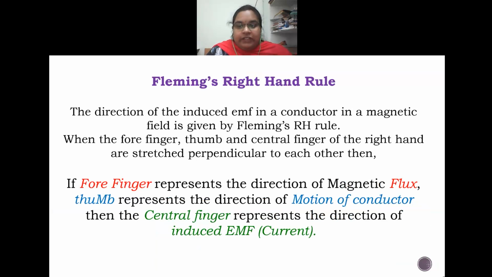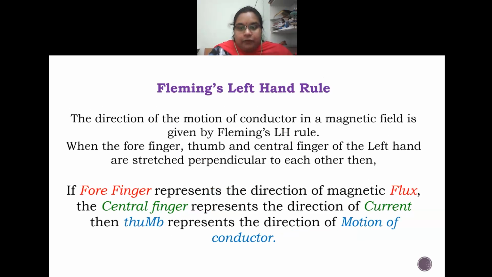And again we have Fleming's right-hand rule, which gives us the direction of the induced EMF or the current. We should say induced EMF, because EMF will be induced only if the circuit is closed, and then the current will be produced. So Fleming's right-hand rule gives us the direction of the induced current or induced EMF. This will be useful for us when we go for generators. And again, we have Fleming's left-hand rule, which gives us the direction of the motion of the conductor. This will help us in understanding the motion of the motor. In the operation of the motor, where mechanical energy is the output, Fleming's left-hand rule will be useful.